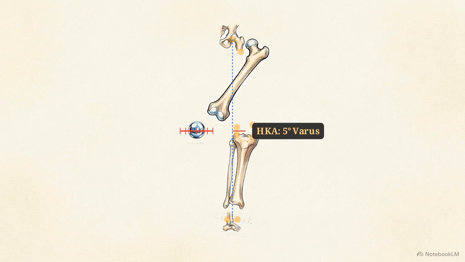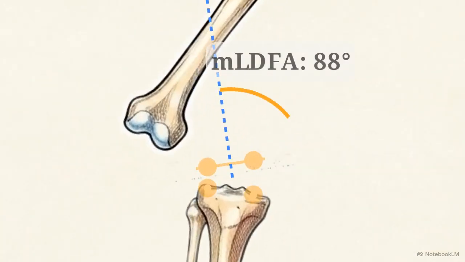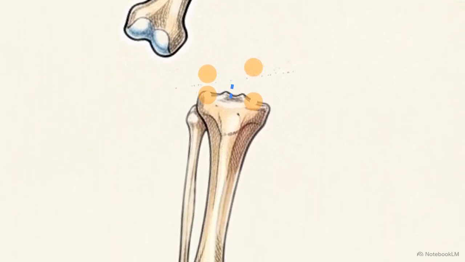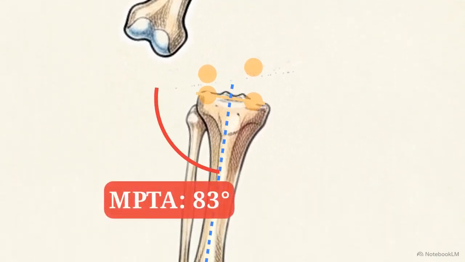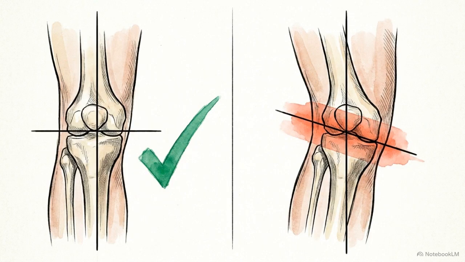Local mapping finds an 88-degree mechanical lateral distal femoral angle, confirming a normal femur. Finally, an 83-degree medial proximal tibial angle isolates the primary deformity. By mathematically confirming the entire deformity is isolated to the proximal tibia, the surgeon proves that a tibial osteotomy will correct the leg's weight-bearing axis without inducing shear stress or joint line obliquity.